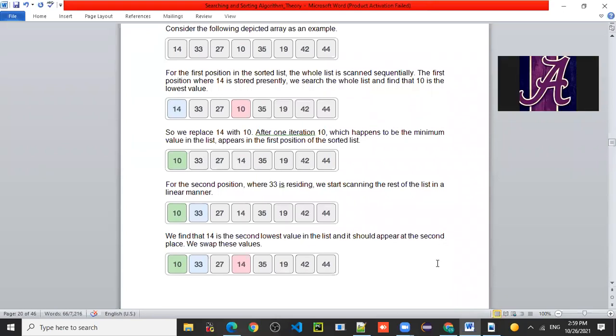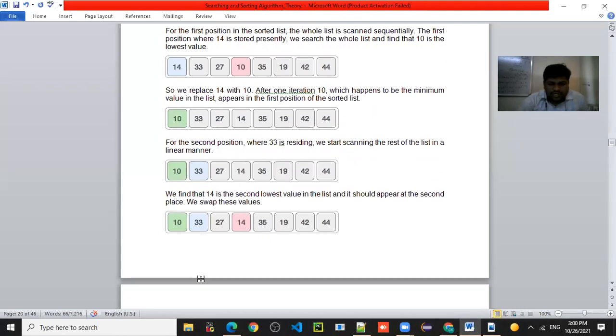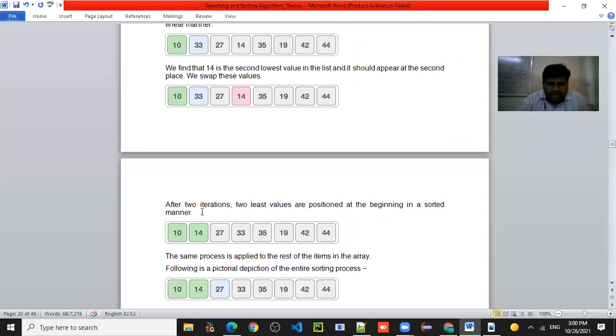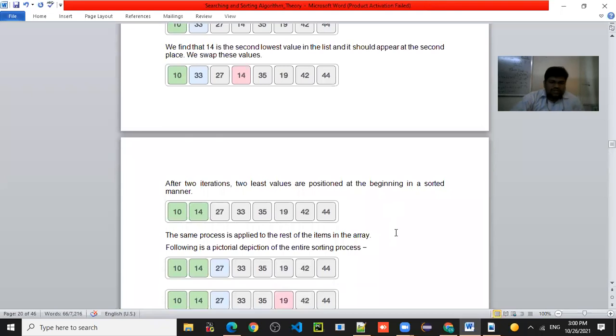Now it should appear at the second place, right? Second lowest value will appear at the second place. Now we swap them. We swap this value with the second place, right? This 14 will be swapped to the second place. So here we'll get 10, 14, 27, 33. So this is the list. Now after two iterations, two values are positioned at the beginning of the list in a sorted manner, right? Now the same procedure is applied to the rest of the elements in the array.